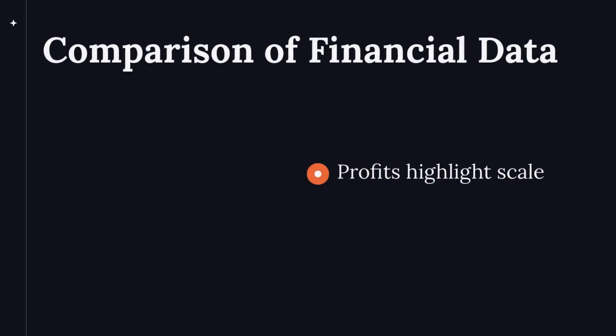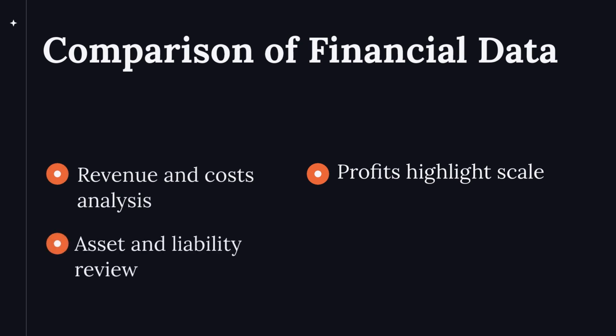Comparing financial statements of different organizations reveals insights. Revenue, costs, and profits highlight operational scale. Asset and liability analysis shows financial stability. Cash flow comparison indicates cash management efficiency. This comparison aids in strategic planning.